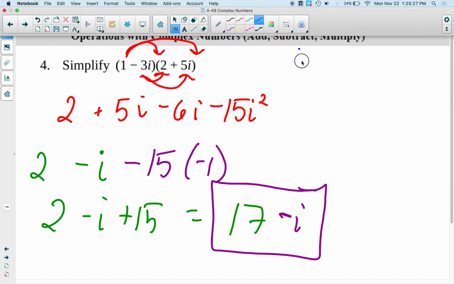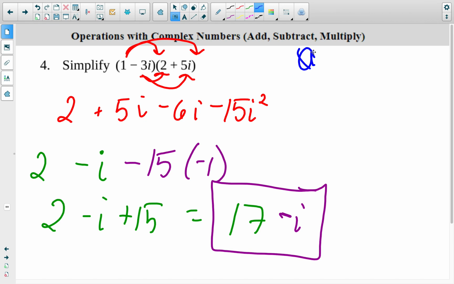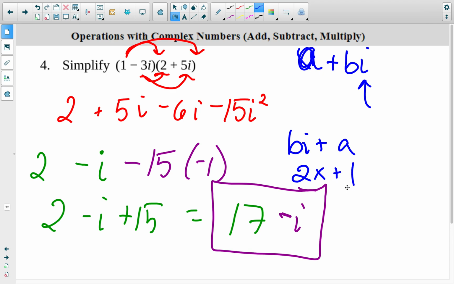The standard form of a complex number is to write it in a plus bi format. Even though your brain wants to tell you that i is a variable, so you should write it first, bi plus a, that's what we're used to seeing with a variable like x, right? We're used to seeing x first. But with complex numbers, we usually put the imaginary part second. It doesn't really matter that much at this point in your math careers, but at some point you may encounter an instructor who's more strict about it.